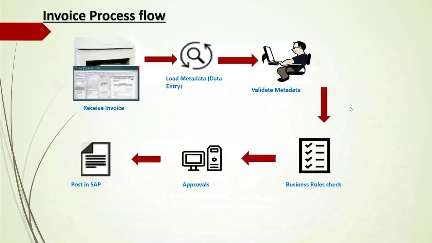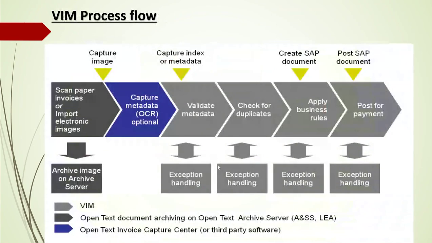So it is the same process that you have here, but the part which is manual is being automated. The metadata loading or the data entry part can be automated using OCR. Validate metadata and business rule check is automated, and the approval part is also automated. Obviously someone would have to approve it, but it goes for someone's approval automatically via workflow. Okay, there is no manual intervention to send the invoice for approval.